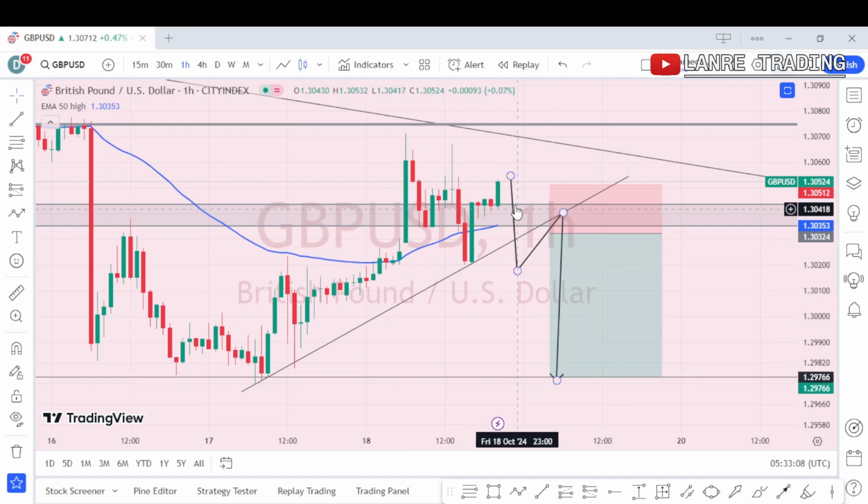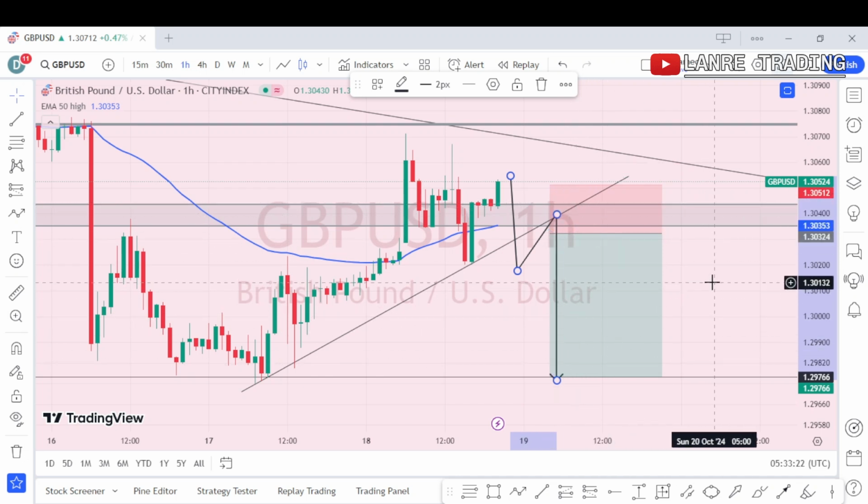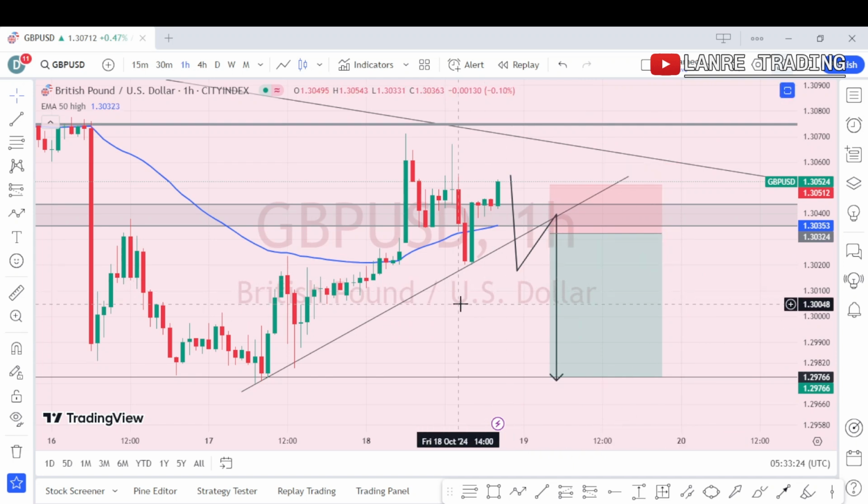So a breakout of this trend line, a retest on this trend line, then you can find a continuation or reversal candlestick pattern to sell this down. So that's that for Great Britain pound USD. And I'm moving on to the next pair, which is the USD CHF.